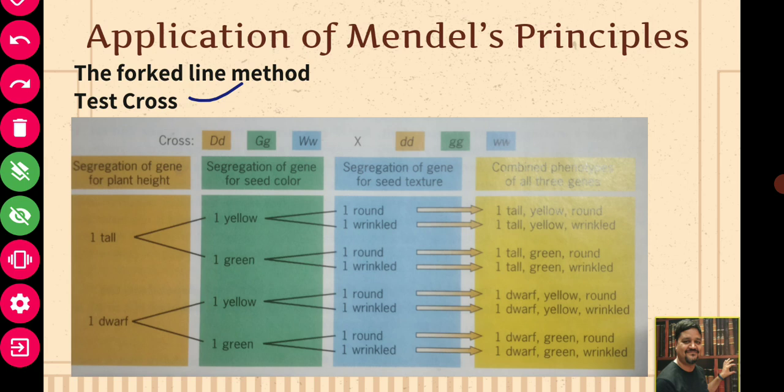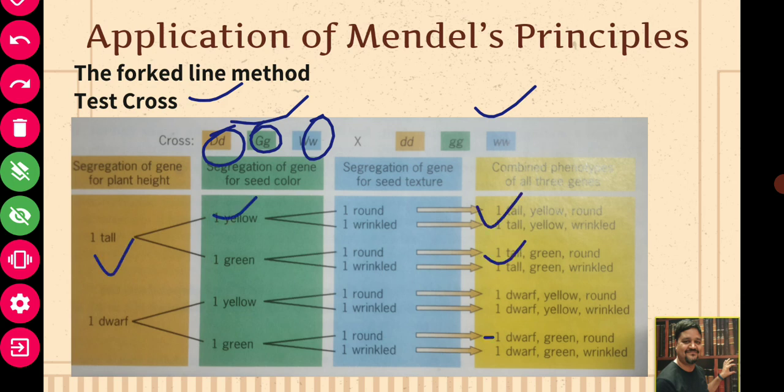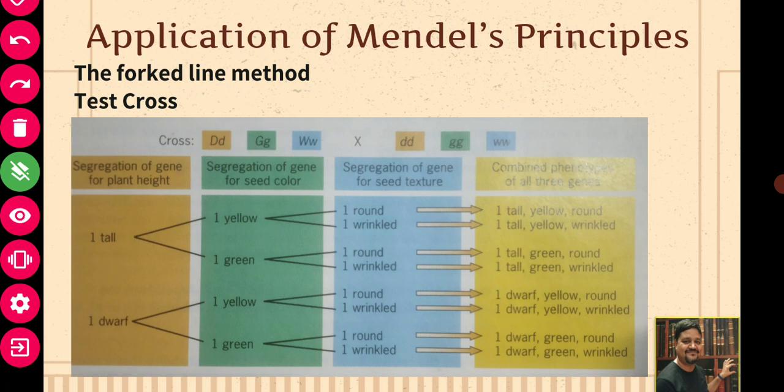So again, this trihybrid cross, heterozygote alleles. What is a test cross? When a heterozygous progeny is crossed with the homozygous recessive parent. So in this case, again with the same combination, you can see the ratio will be 1:1:1:1. That is, with the help of the Forkline method we can predict the outcome of the progeny.